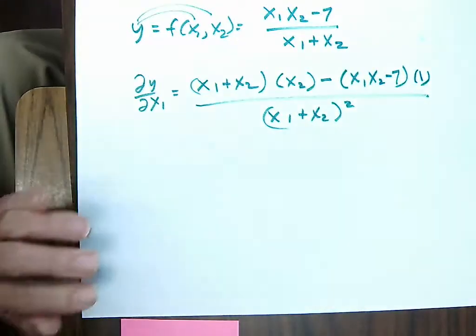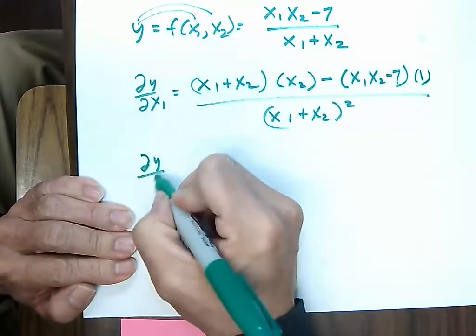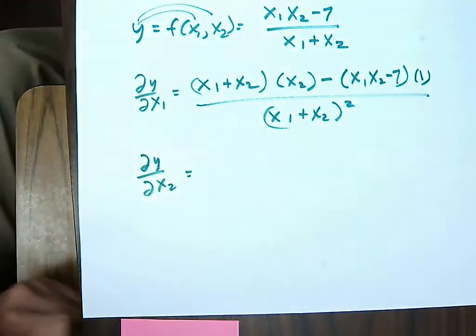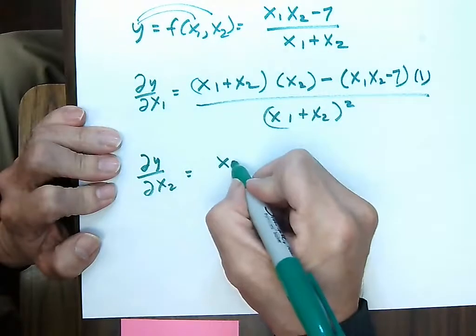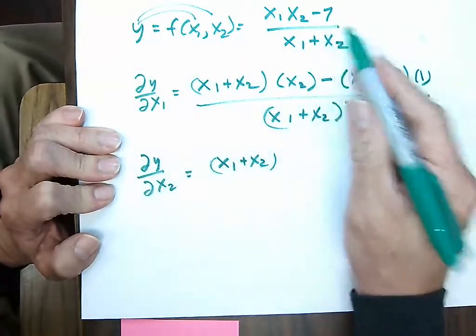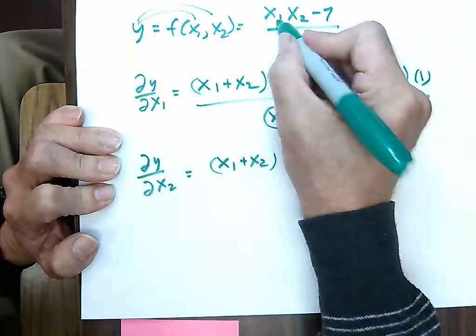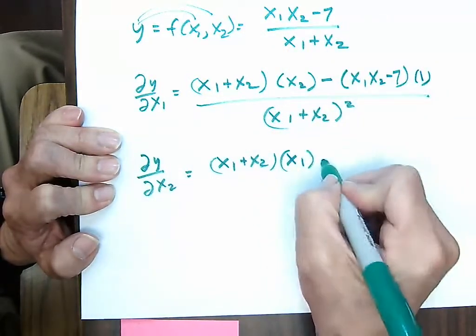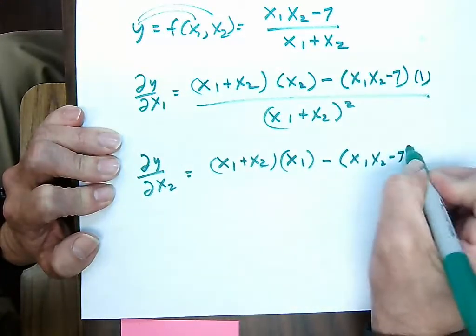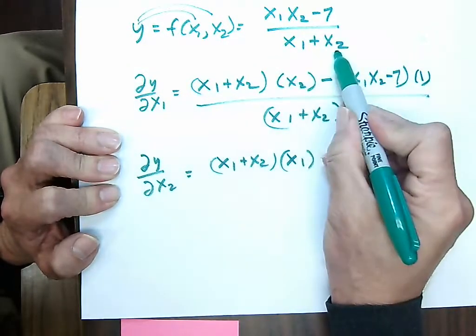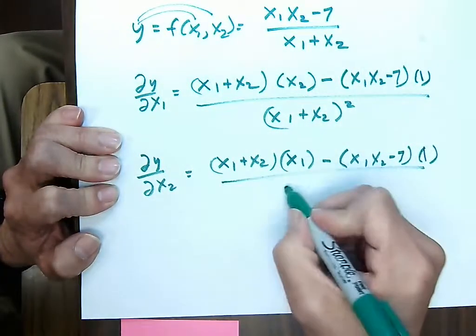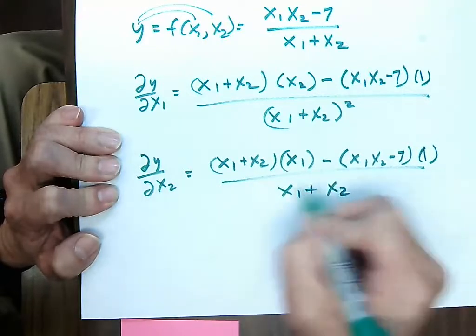And finally, let's get the partial derivative of y with respect to x2, and again we have to use the quotient rule to get this. It's equal to the denominator times the partial derivative of the numerator with respect to x2, which is just x1, minus the numerator, just rewrite the numerator, times the partial derivative of the denominator with respect to x2, which is just 1, all over the denominator squared.